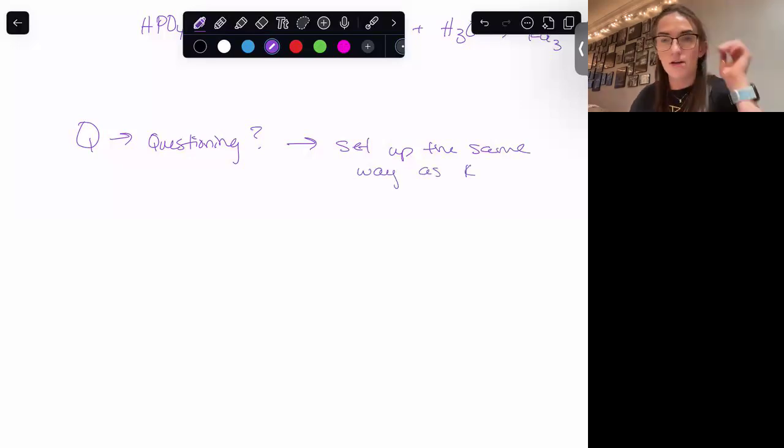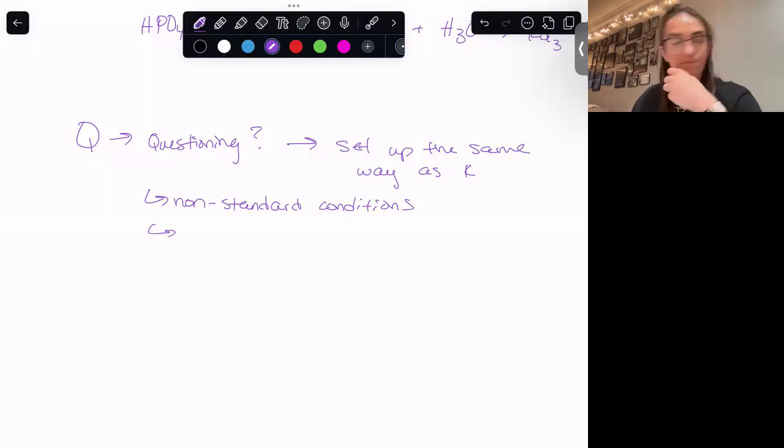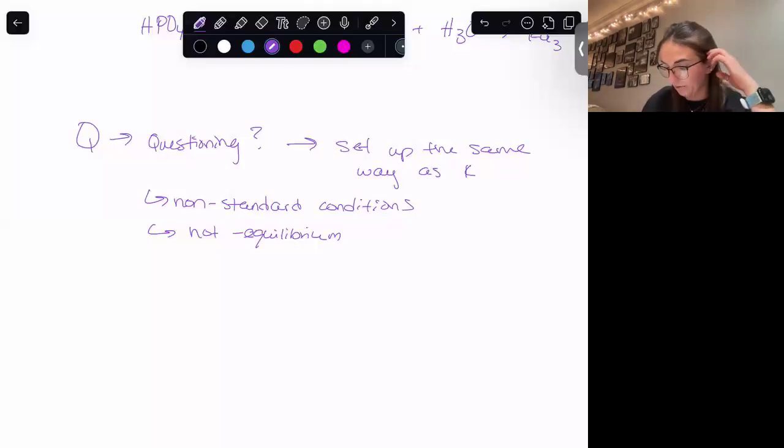And Q is for non-standard conditions, or not equilibrium. It could be equilibrium, but that's a specific case when Q is equal to K. In terms of KSP, this is your solubility product.